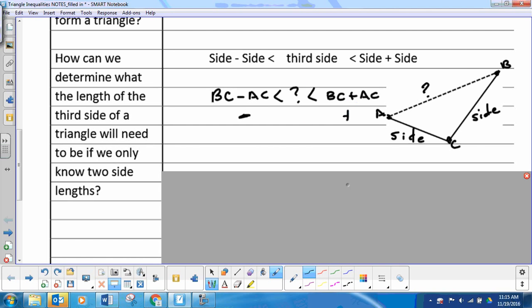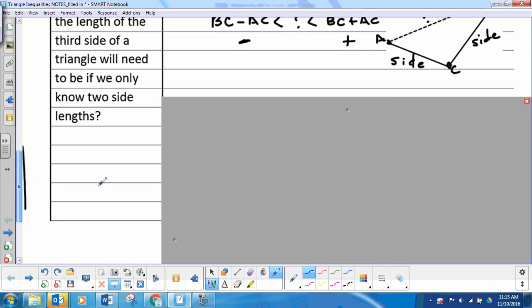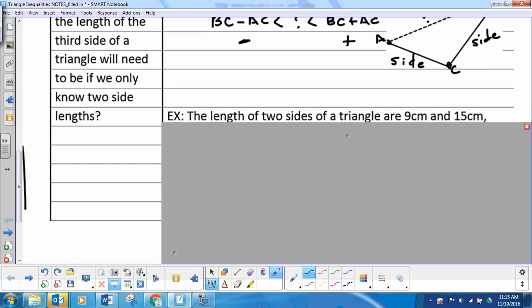And then we add the 2 pieces together to determine the high side of the range, which means that somewhere in between whatever this value is and whatever this value is will give us the length of, or a possible length of, that third side. So let's see what this looks like in an example with some numbers.